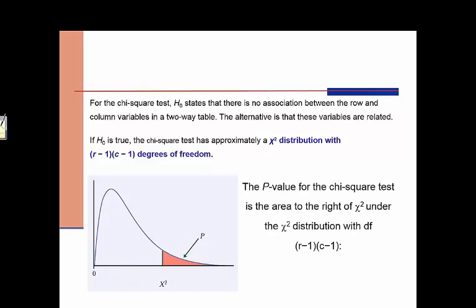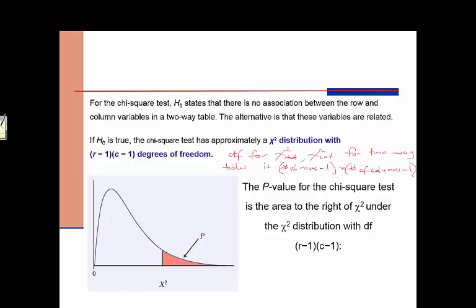And the degrees of freedom for the chi-squared critical or statistic, for two-way tables, is the number of rows minus 1 multiplied by number of columns minus 1. Okay, number of rows minus 1 multiplied by number of columns minus 1.